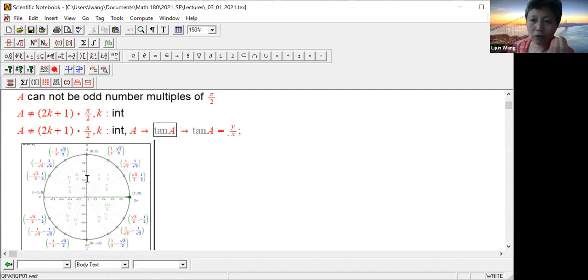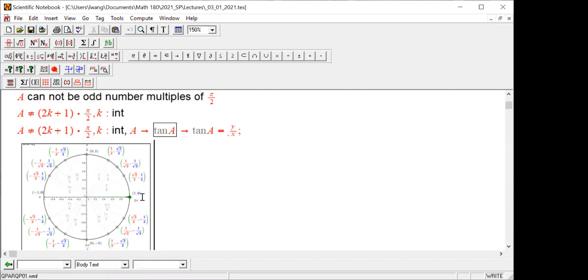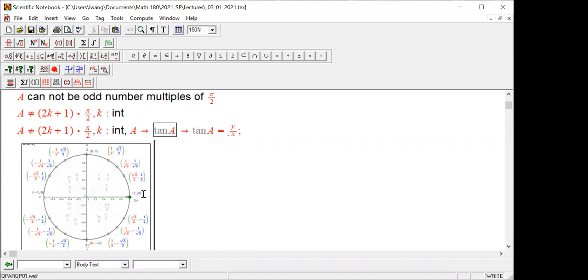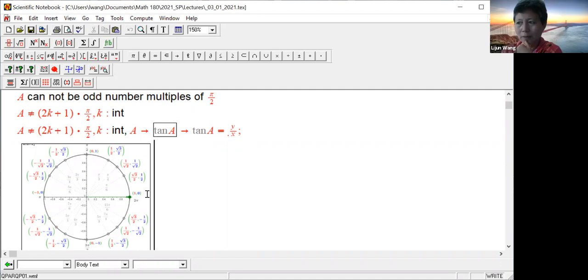We're far away from 1,000. We're still working on this unit circle, right? Did I give you any other tools? No. From this piece of unit circle, you can derive a lot of information.